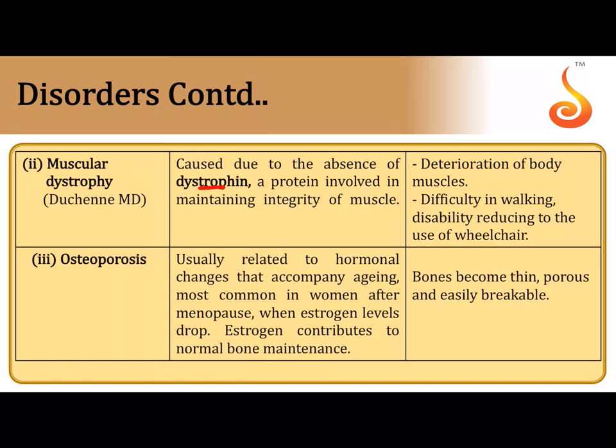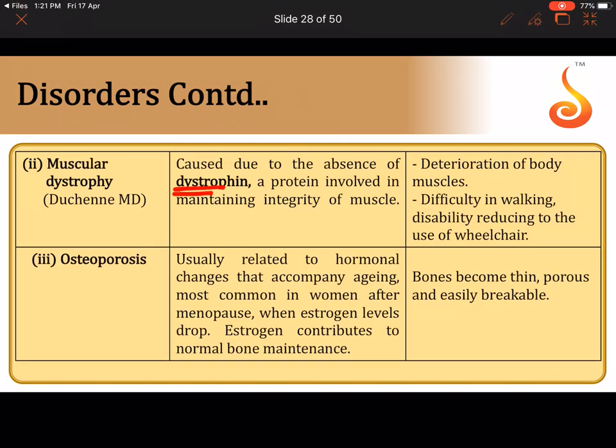And then you have muscular dystrophy due to the absence of a very important protein called dystrophin, which helps in maintaining the structure and function of your muscle. If this protein itself is missing, then the person suffers from Duchenne muscular dystrophy.